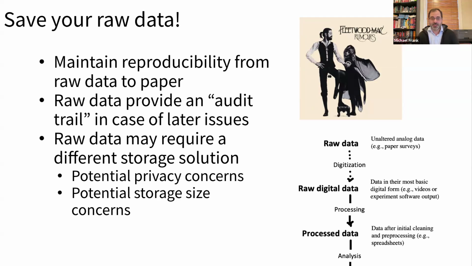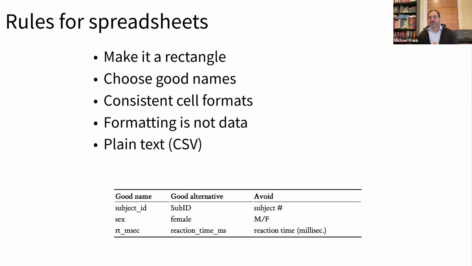So you've got to save your raw data. And to the extent that you use spreadsheets, just a quick word about organizing these so that they're a good player in this project management ecosystem. Spreadsheets should always be rectangular. I'll say a bit more about this in a moment. The same things I've said about file names, about choosing good names, is really important for variable names in spreadsheets.